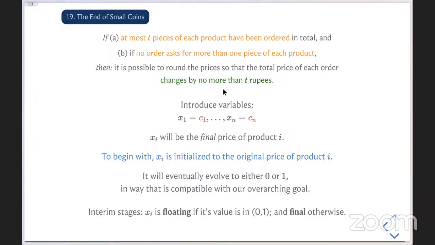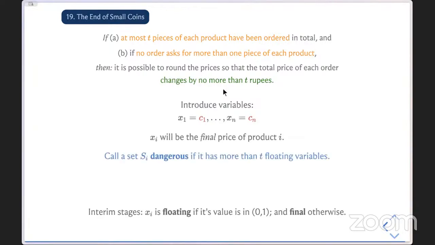Our terminology is going to be that if the value of xi is strictly between 0 and 1, then I'm going to call it a floating variable, both because it has not reached its final state, and also because you can think of it as a strictly floating point value. And it's final if its value is either 0 or 1, because then I've determined what I'm going to do with the ith product. Is the terminology so far clear, or is anything confusing? You may not see where the proof is going just yet, but are the definitions okay? We've just introduced n variables whose values are initialized to the costs of the products, and we call them floating or final, depending on whether the values are rounded or not. All right, awesome, thank you.